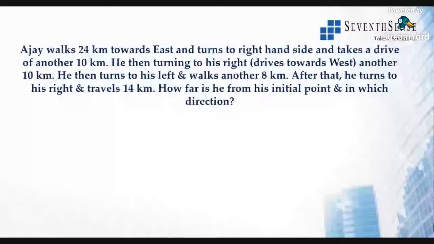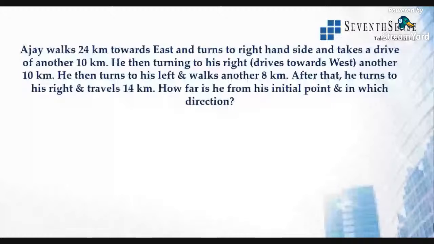Ajay walks 24 kilometers towards east and turns to the right hand side and takes a drive of another 10 kilometers. He then turns to his right, that is, drives towards west, another 10 kilometers. He then turns to his left and walks another 8 kilometers. After that, he turns to his right and travels 14 kilometers. How far is he from the starting point, that is the initial point, and in which direction?